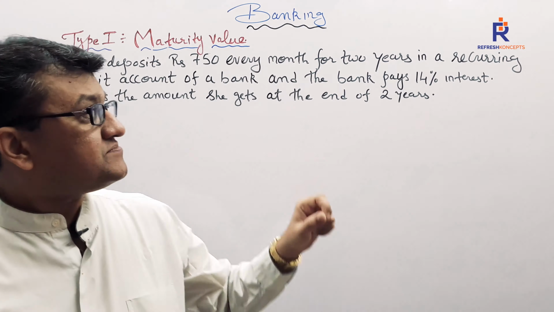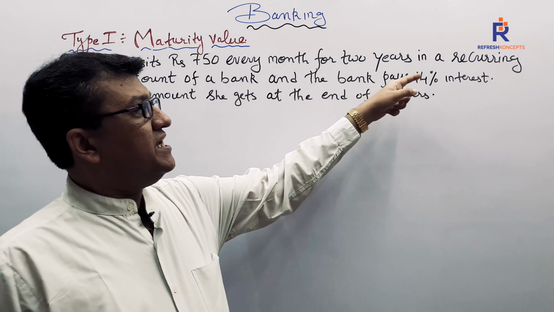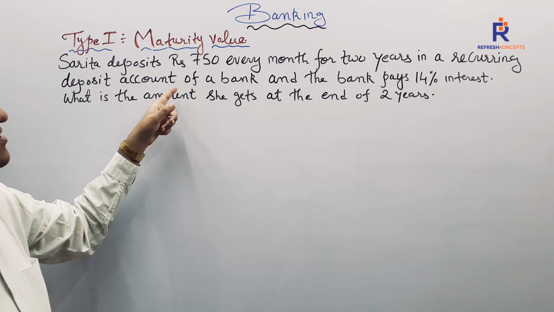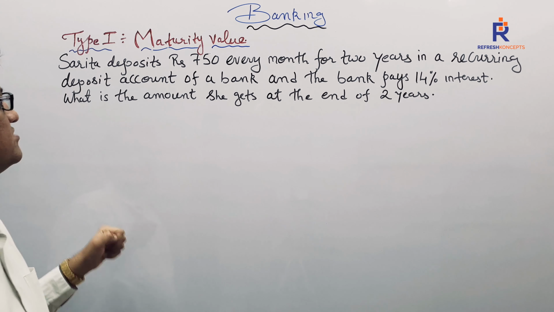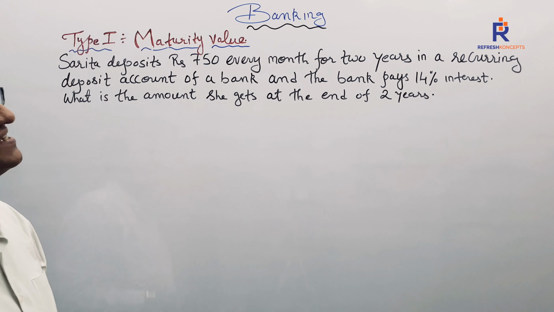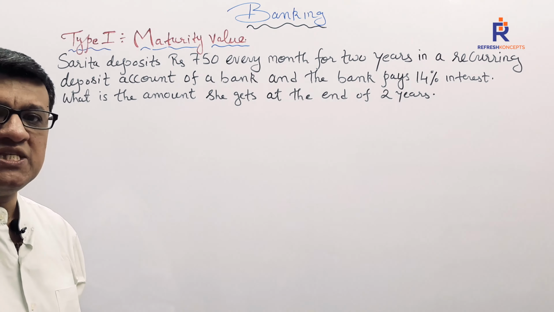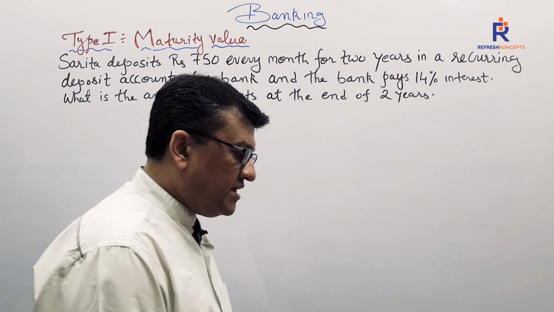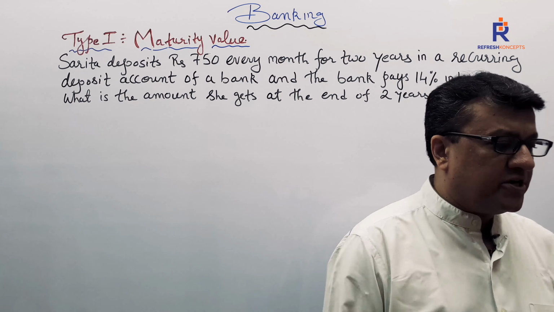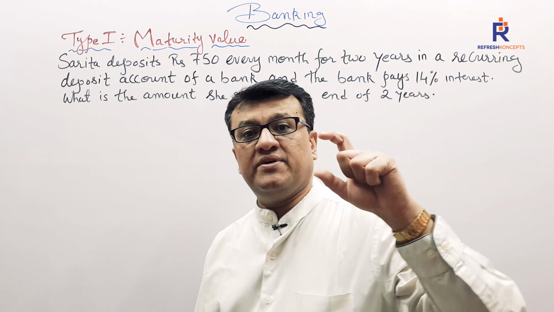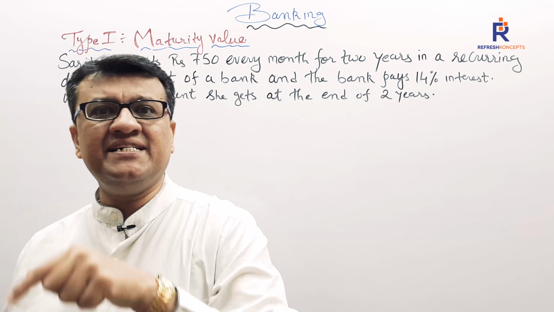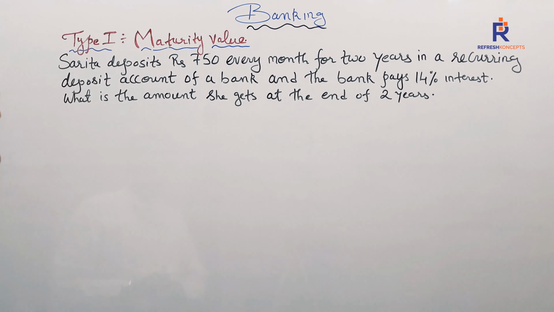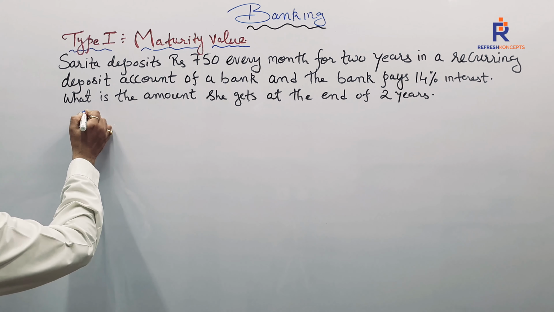So 2 years means 24 months, in a recurring deposit account for a bank, and the bank pays 14% interest. What is the amount she gets at the end of 2 years? That means we want maturity value. We know the formula for maturity value is the sum of the principal for those many months plus the interest. Let's start the solution so you will have a better picture.